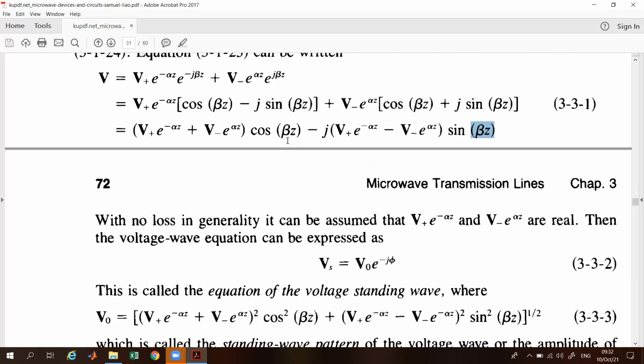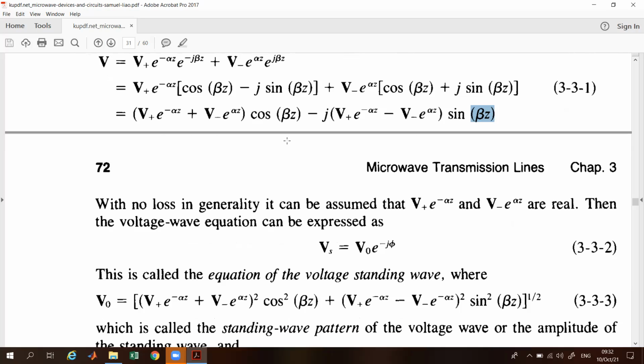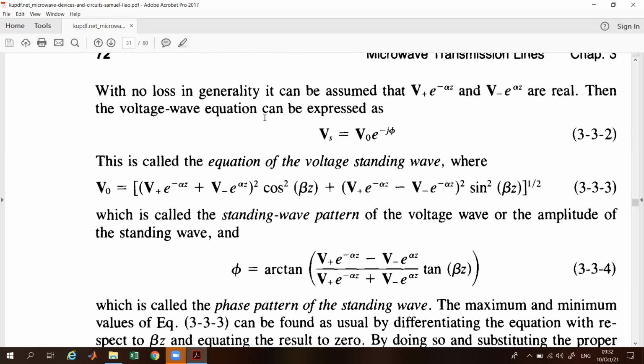When you differentiate, cos βz becomes minus sin βz into β. β cannot be equal to 0. So for maxima and minima, we are differentiating cos βz, so it becomes sin βz. Sin βz is equal to 0 at the condition when βz equals 0, or you can say βz is equal to nπ. When βz is equal to nπ, then this term becomes plus or minus 1.